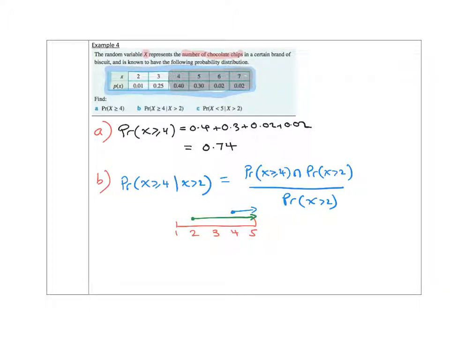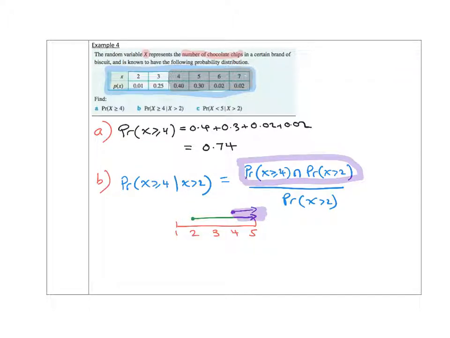And we can see that the overlap here, what we're after when we're asking the question both A and B, is what's the overlap? And the overlap in this case is just greater than or equal to 4. What is both bigger than 2 and also bigger than or equal to 4? Everything that's bigger than or equal to 4.